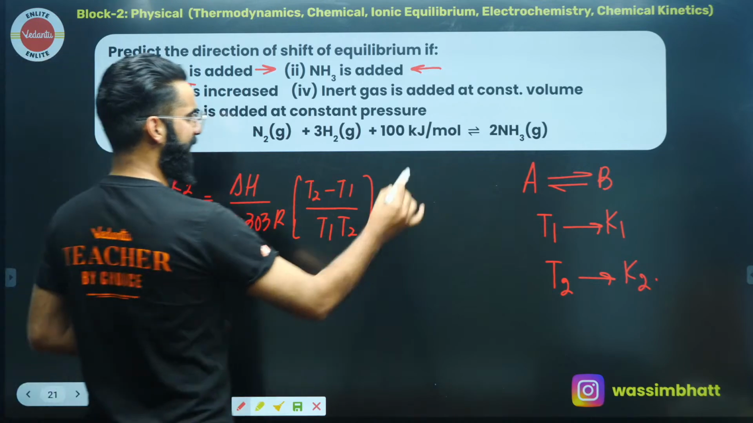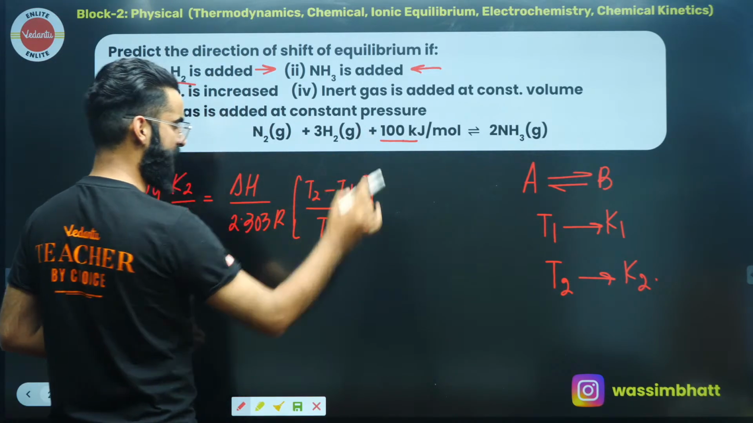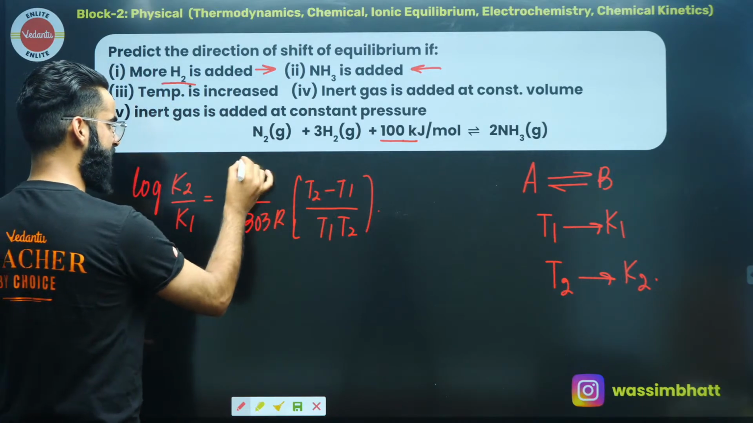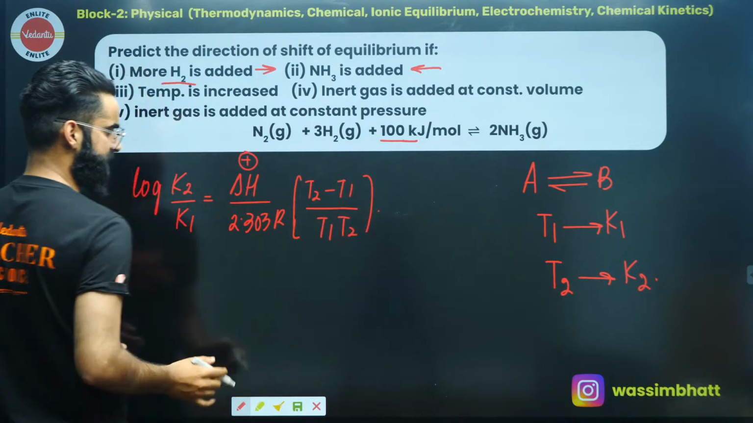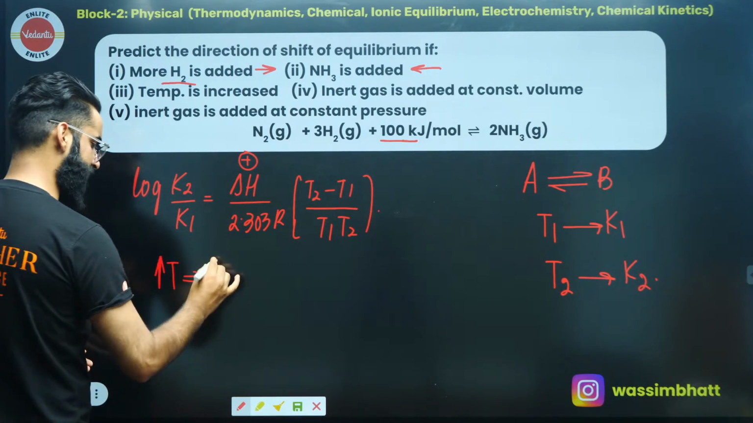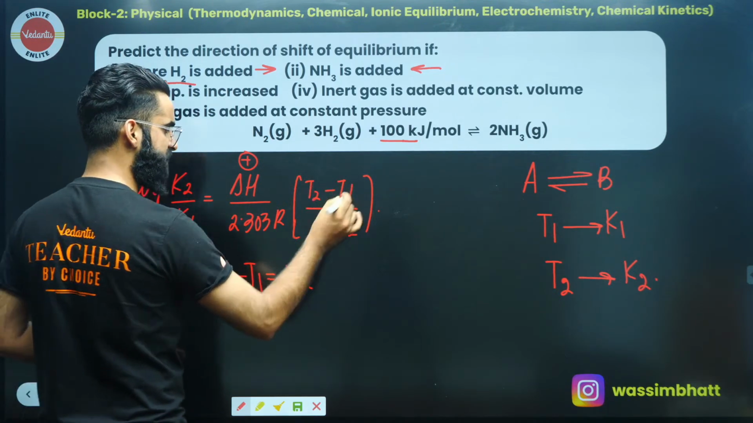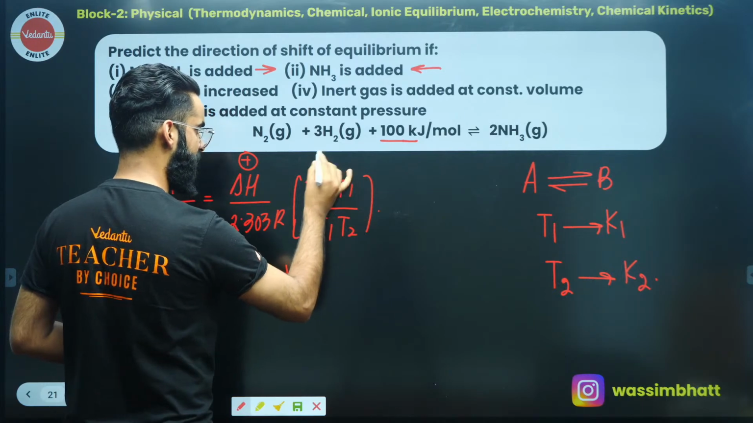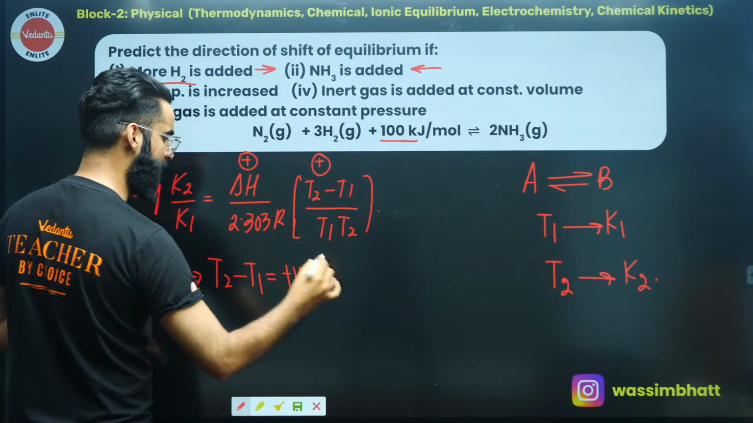First of all, is the reaction endothermic or exothermic? As far as the reaction is concerned, it's given to me as endothermic. If it is endothermic, delta H is going to be positive, right? Delta H is positive. Now people, if we increase the temperature of the reaction, can I say T2 minus T1 will come out to be positive? If T2 minus T1 comes out to be positive, can I say this term is positive? This term is positive, this term is positive. That means the overall term is positive.